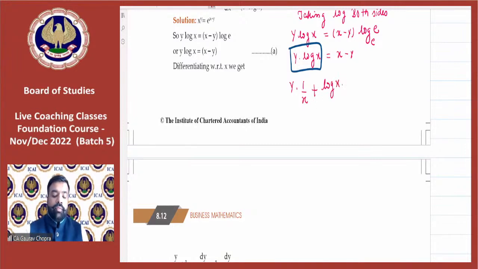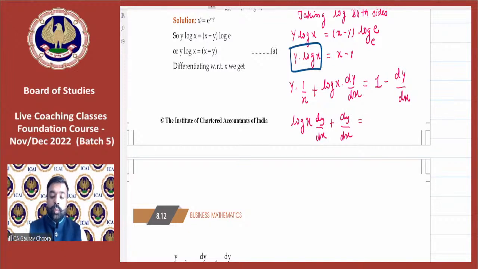Now log x will remain as it is, and for y it will become dy by dx. On the right hand side, the derivative of x is equal to 1, and for y we can write dy by dx. Now in order to calculate the value of dy by dx, we can bring together all dy by dx on one side. So we are having log x and dy by dx. One dy by dx we are bringing from the right hand side. It is only dy by dx is equal to 1 minus y upon x.